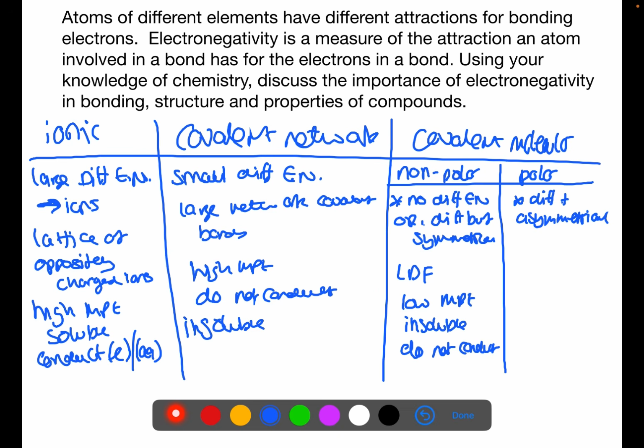Whereas for the polar compounds, they will either have permanent dipole, or hydrogen bonding between their molecules, which means that they have a slightly higher melting point. They're more likely to be soluble, but they still would not conduct.